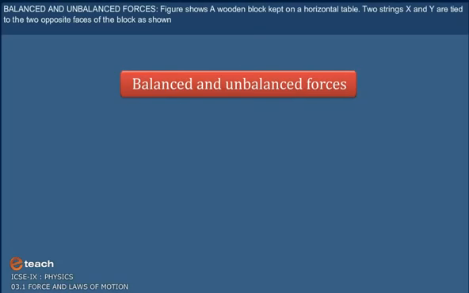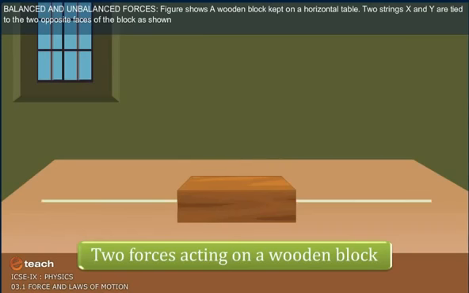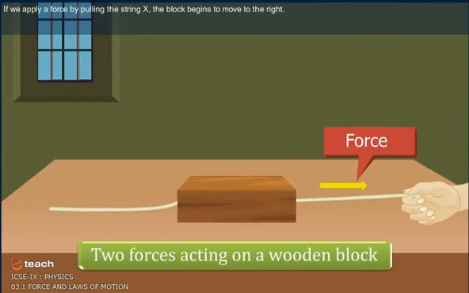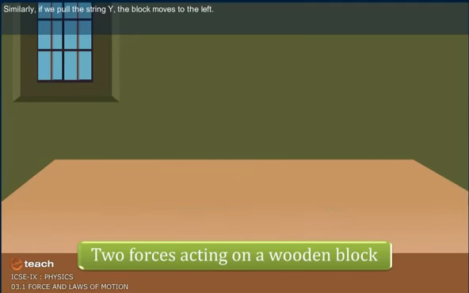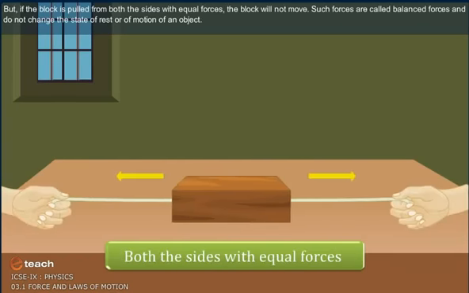Balanced and unbalanced forces. The figure shows a wooden block on a horizontal table. Two strings, X and Y, are tied to the opposite faces of the block as shown. If we apply a force by pulling the string X, the block begins to move to the right. Similarly, if we pull the string Y, the block moves to the left. But if the block is pulled from both the sides with equal forces, the block will not move. Such forces are called balanced forces and do not change the state of rest or of motion of an object.